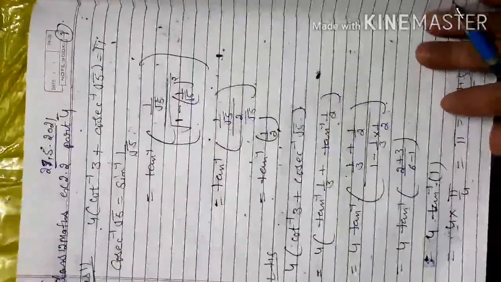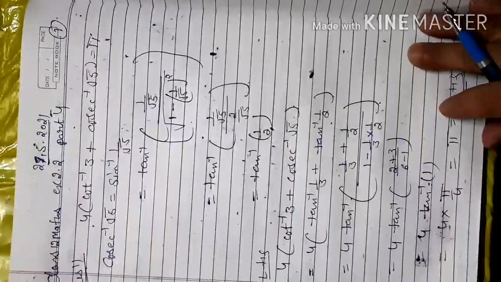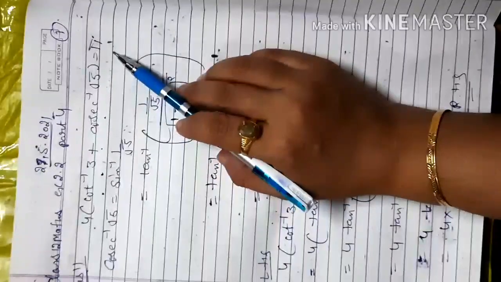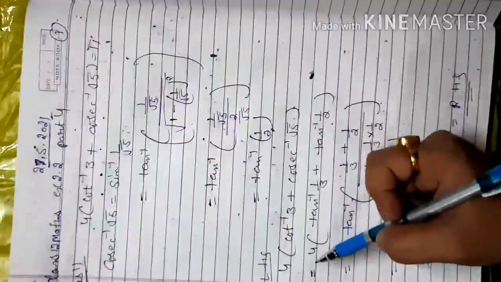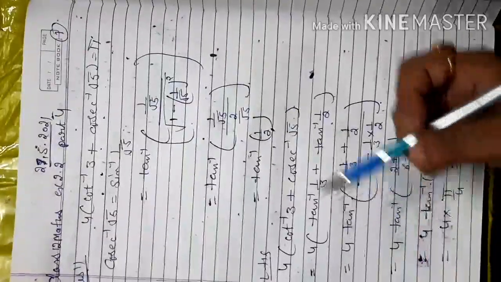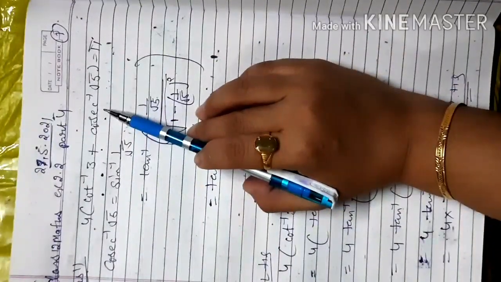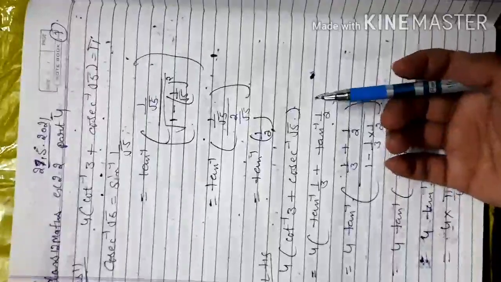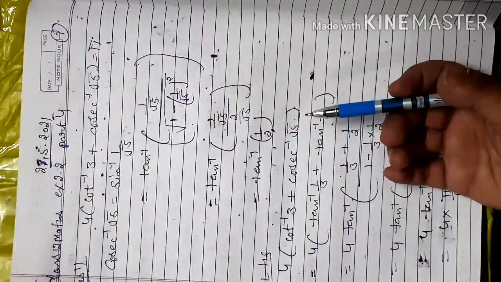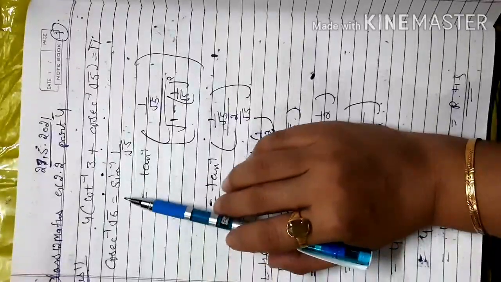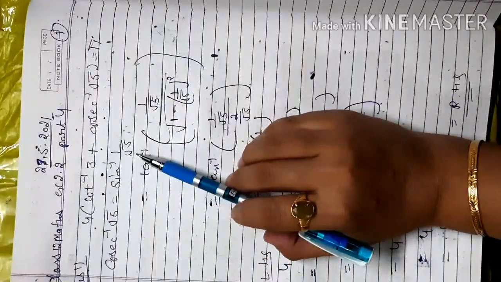So here is one more question of your exercise, that is your 11th question. This is 4 cot inverse 3 plus cosecant inverse root 5 is equal to pi, and you want to prove it here. So first I will try to convert this cosecant inverse into tan inverse, because cot inverse I can easily convert into tan inverse. That becomes tan inverse 1 by 3. Now cosecant inverse root 5 is equal to sine inverse 1 by root 5.